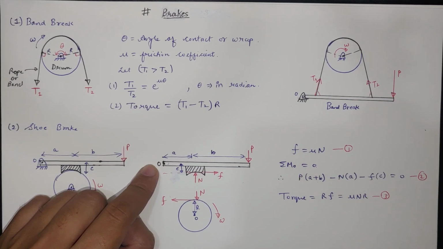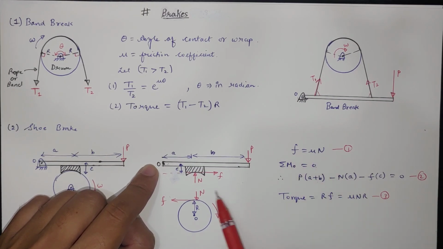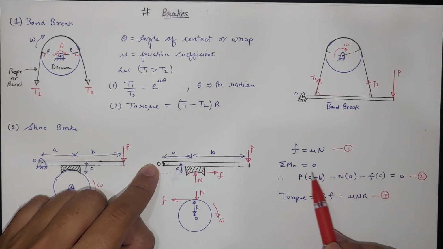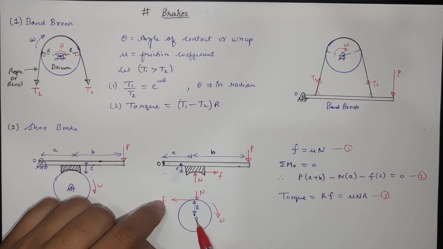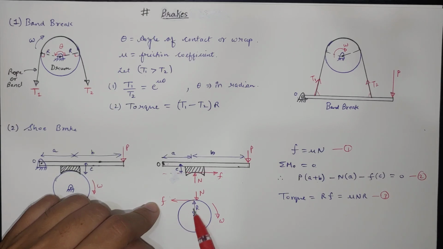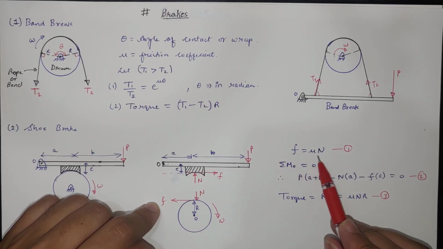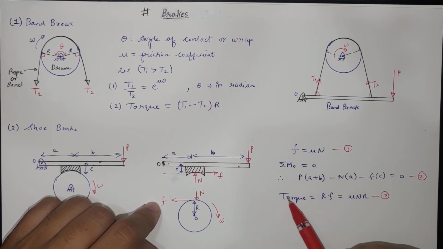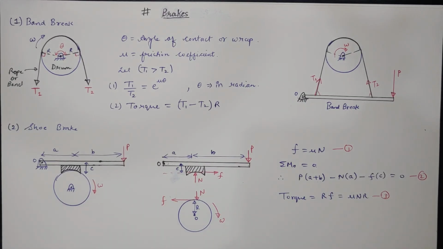And we know the friction will be equal to mu into N, where mu is the friction coefficient between the shoe and the drum. So we have one equation, F is equal to mu N. We have the second equation from the moment, and third, torque will be equal to friction times R, because N is passing through the center point. So torque will be simply equal to friction into R, and we know F is equal to mu into N, so torque will be equal to mu N R. Here we have the F and N relation, we can put that, and from that we can find the P and F relation or P and N relation also, and A, B, C will be given in the question. So this is how we have to analyze shoe brakes.